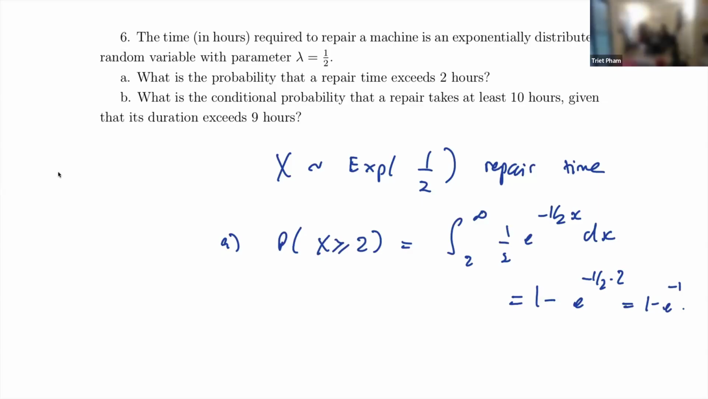Oh, sorry. There's no 1 minus, right? All right, any question?